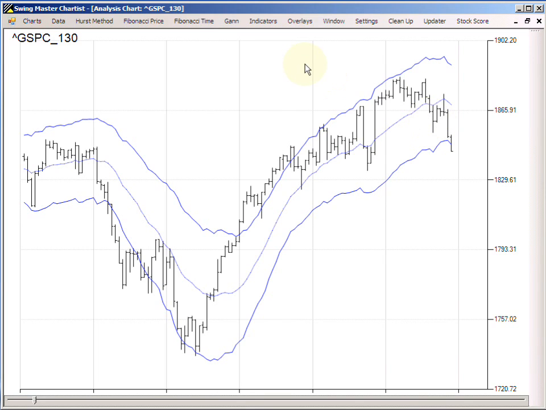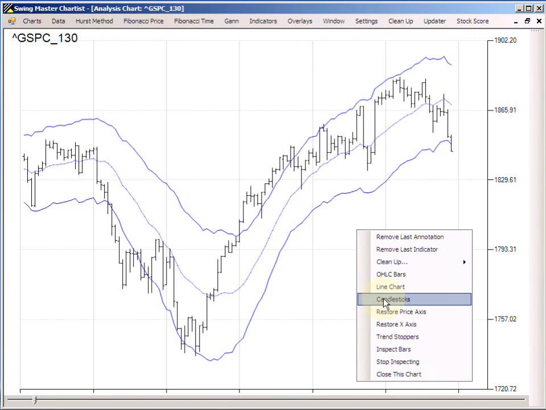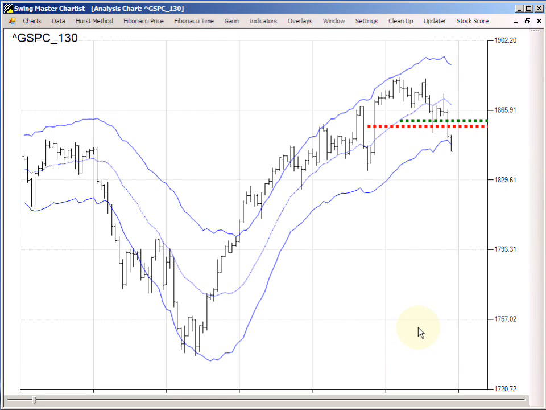Now, the next tool we're going to use is from the context menu, and to get that, you right-click anywhere on the chart and click Trend Stoppers. Now you see two dashed lines. The red dashed line is always 2.5 average true range from the 15-bar low, and the green line is always 2.5 average true range down from the 15-bar high. In this chart, we can say that the bull trend is busted because the price bars have cleared the green trend stopper line.